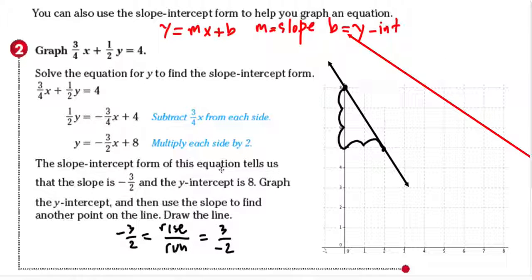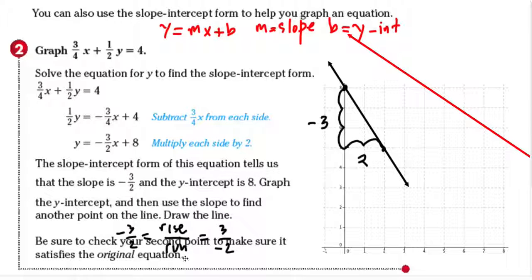Okay, so that is the line of the equation 3/4 x plus 1/2 y equals 4 using the slope-intercept form. And if you notice, this is our negative 3 rise and this is our positive 2 run. In this case, be sure to check the second point to make sure it satisfies the original equation. So create another point and make sure it satisfies the original equation.